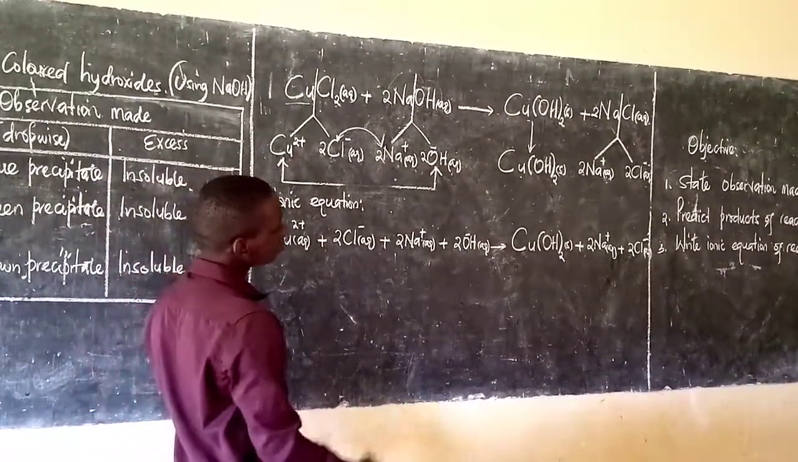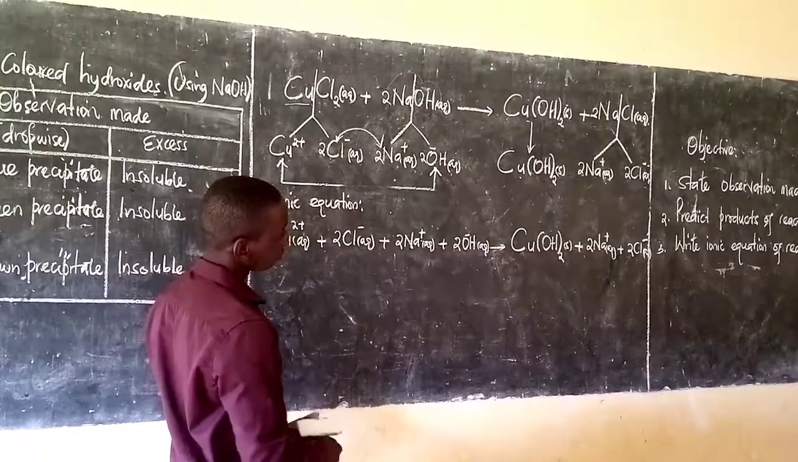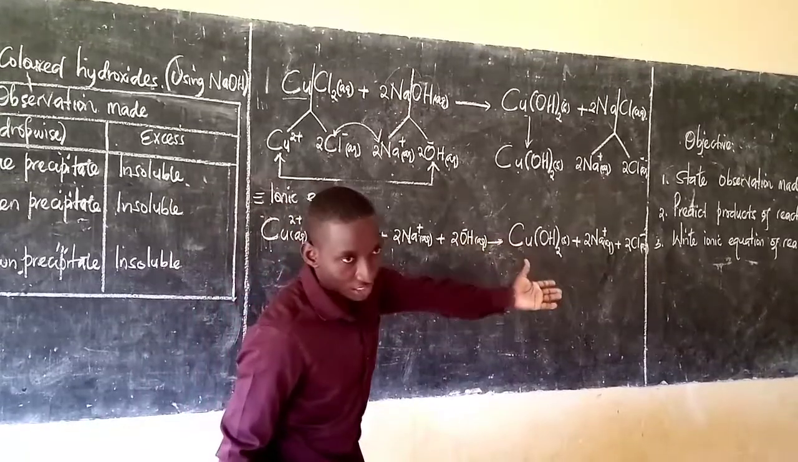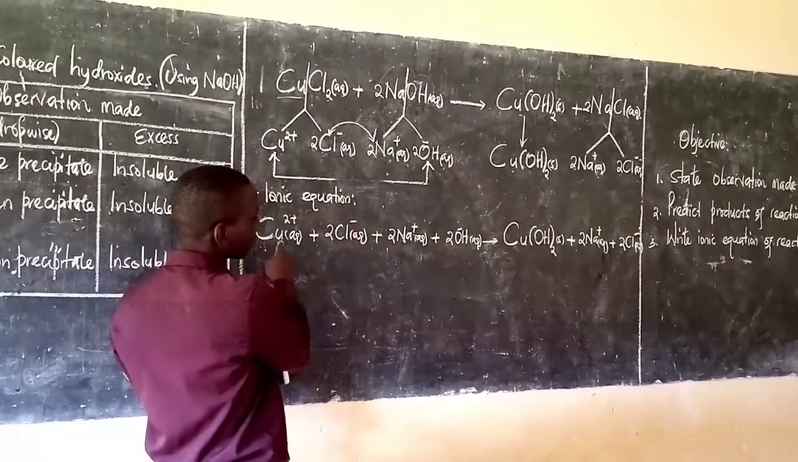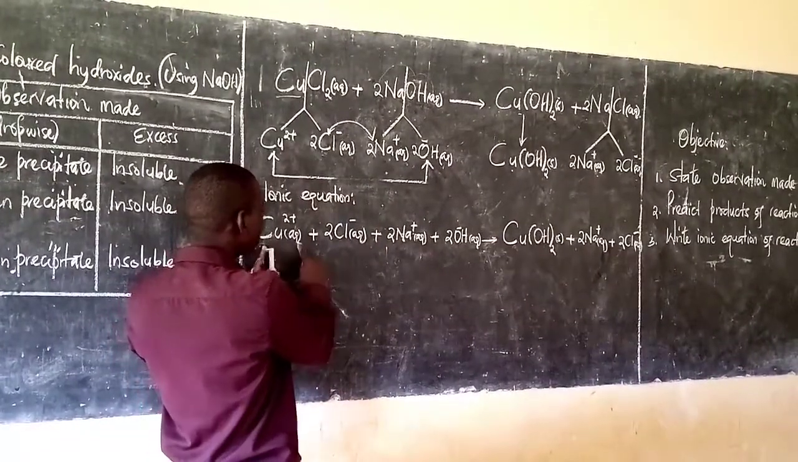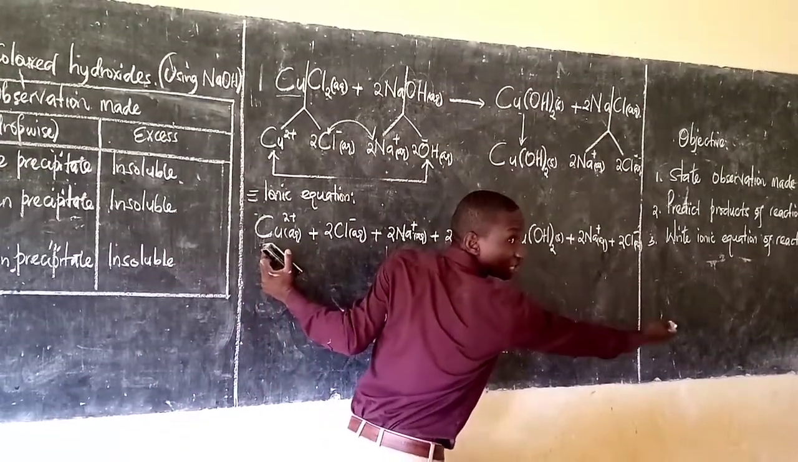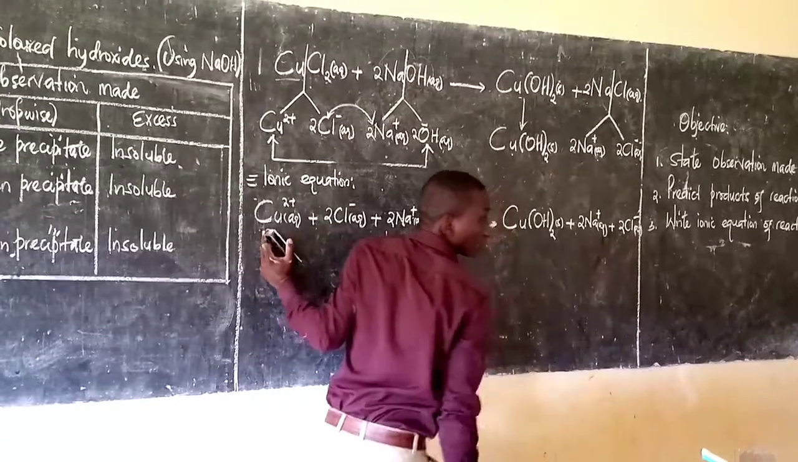Next step, we cancel out the spectator ions that are present. Spectator ions are those ions that are not participating in the reaction. They appear on the reactant side, they also appear on the product side. So the copper 2 plus, we begin with this. Copper 2 plus is on this side. Does it appear on the other side? It is not anywhere to be seen. So copper 2 plus remains.